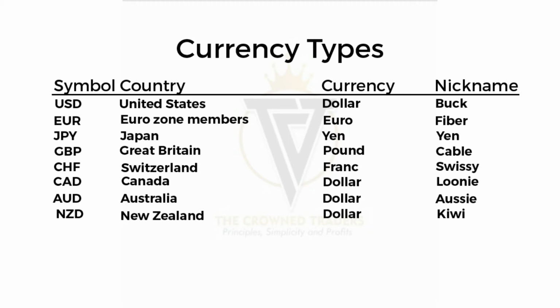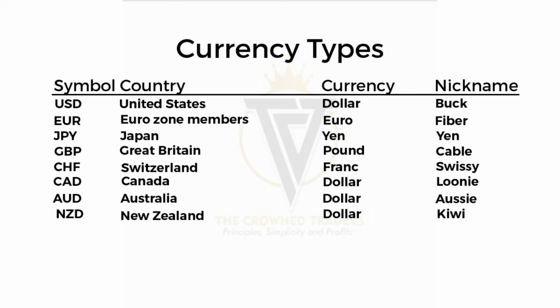USD, the United States uses USD. The nickname for USD is known as Buck. We have Euro that is used by the Eurozone, and the nickname is known as Fiber. We have JPY, which is Japan, and the currency is Yen, and the nickname is also Yen. We have GBP, Great Britain Pound. Great Britain is the country that uses it, the currency is Pound, and the nickname is Cable. We have CHF from Switzerland, the currency is Franc, and the nickname is Swissy.